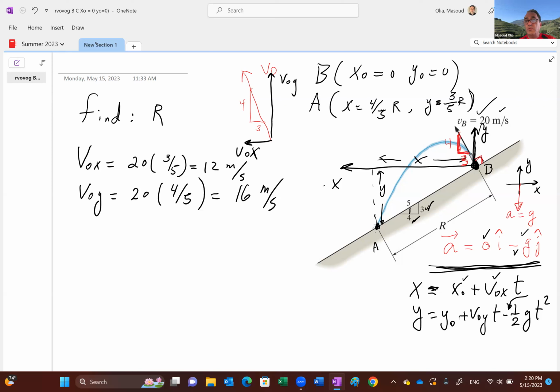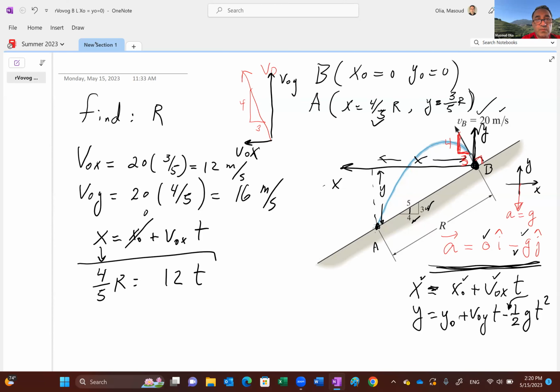So now we are ready to plug into this equation. X equals X0 plus V0X times T. So we start with that equation. X is 4/5 of R, right? X0 is 0. V0X is 12 times T. So here's one equation, right? Come back to it in a minute.